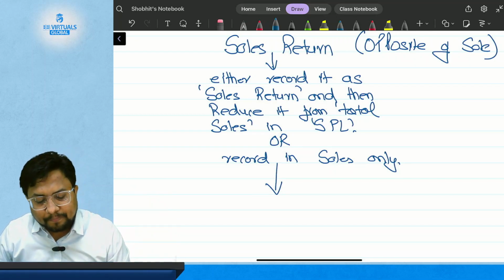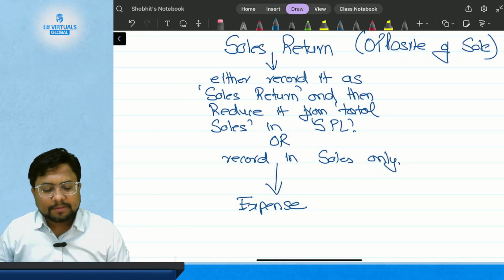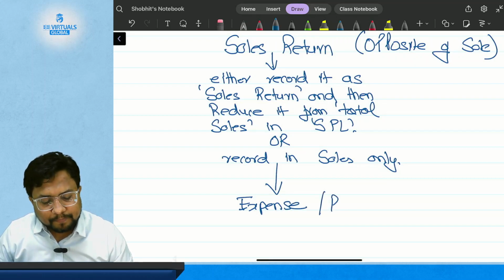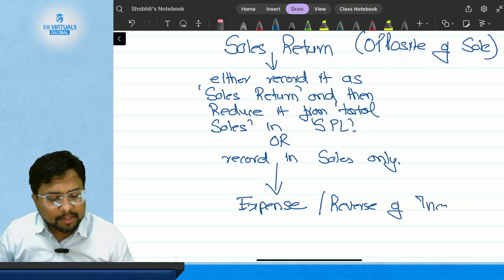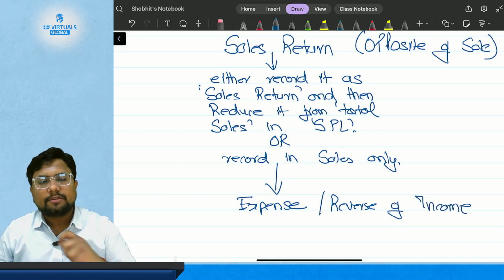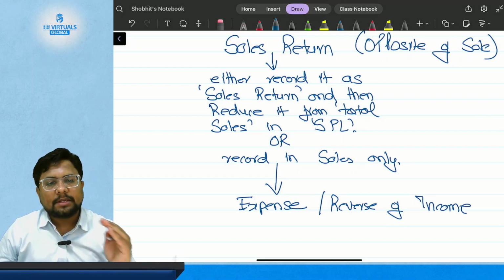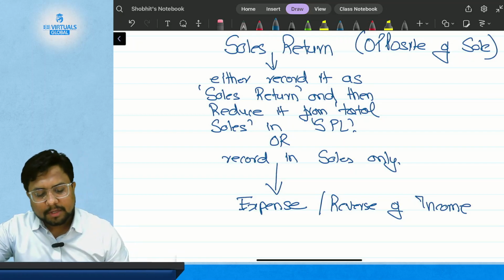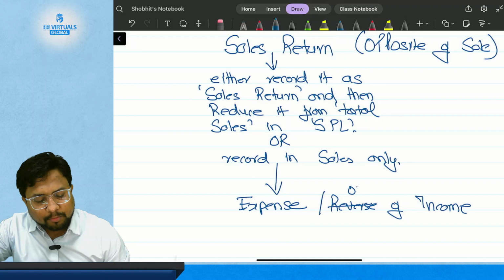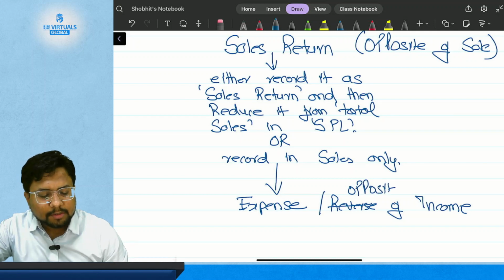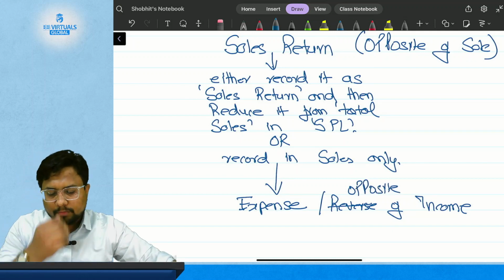Sale return is the expense, or you can say the reverse of income, because sales was the income and sale return is the expense, the reverse of sale. So what is it? It is a reverse of income, or you can say the opposite of income. This is a better word as compared to reverse.